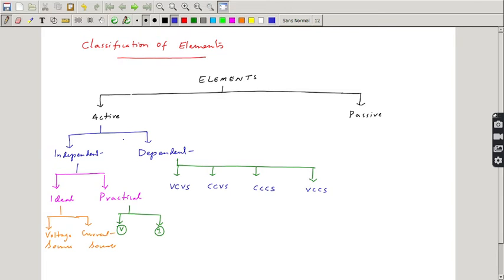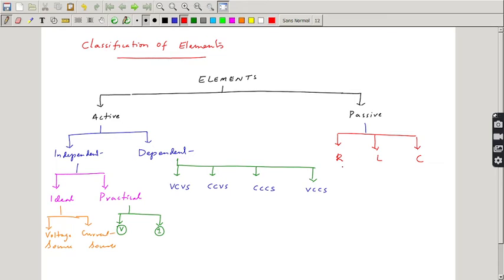Now I will define one by one what is an active element and what is a passive element. Later we'll discuss that. I will give the definition. Next, coming to the passive elements. Passive elements are three types. One is resistor, another one is the inductor, another one is the capacitor, RLC. These are called passive elements.